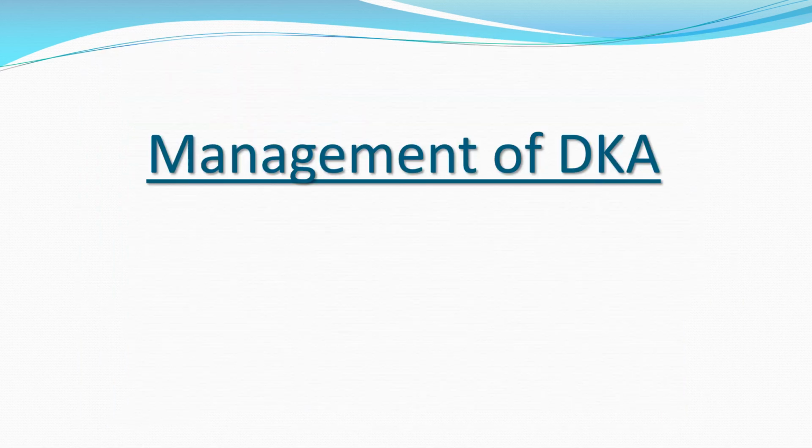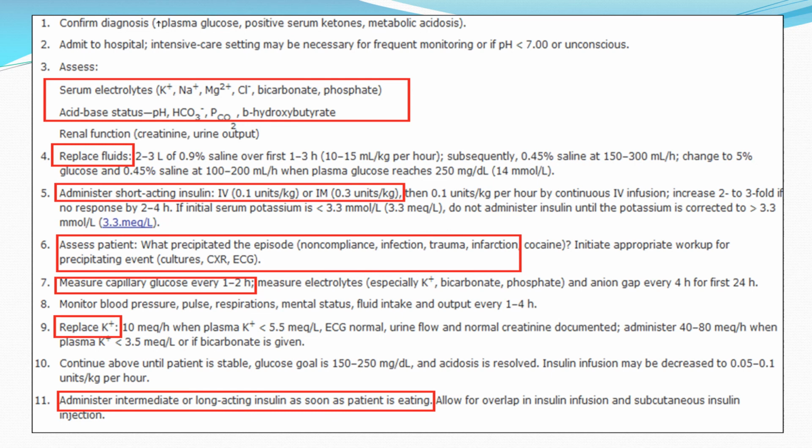Management of diabetic ketoacidosis. The most important and the most crucial item in managing diabetic ketoacidosis is fluid replacement. You have to resuscitate the patients by adequate fluid replacement. The second item will be reversal of the vicious circle by administration of intravenous insulin. A very important item in the management of diabetic ketoacidosis is the correction of electrolytes.